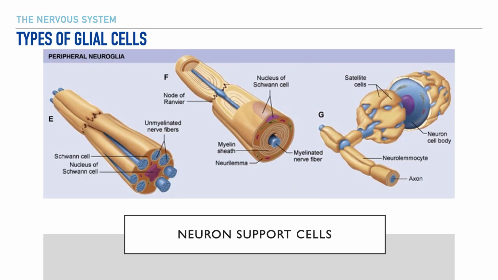Alright, let's switch gears and let's talk about the glial cells that are associated with the peripheral nervous system. And of these, we have Schwann cells and satellite cells. So let's begin by first looking at Schwann cells.